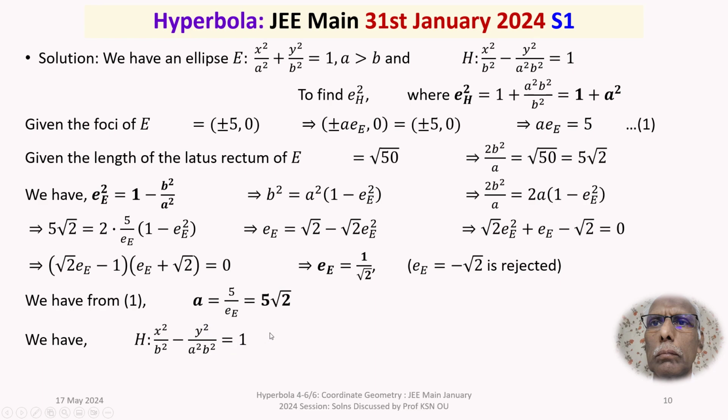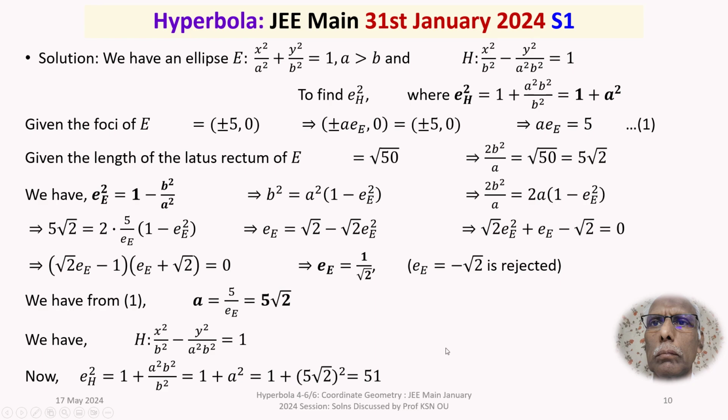Agree? And the square of the eccentricity of the hyperbola is equal to 1 plus a square by b square, because of this minus a square by b square by b square. That is equal to 1 plus a square, which we have already seen. The value of a we substituted. Then we get 1 plus (5 root 2) whole square is equal to 51.